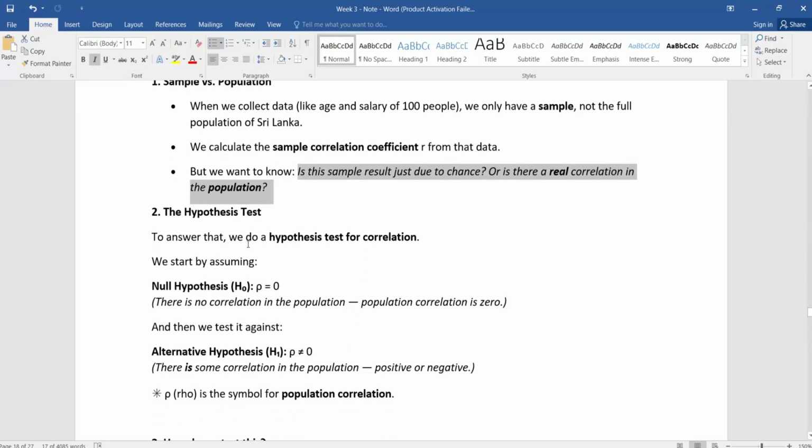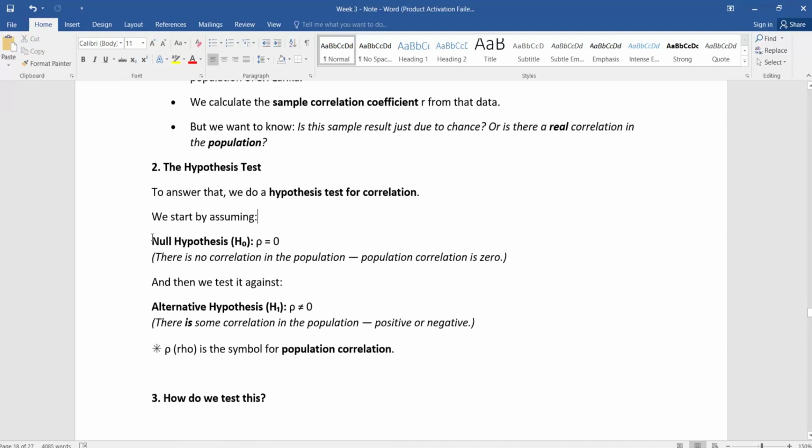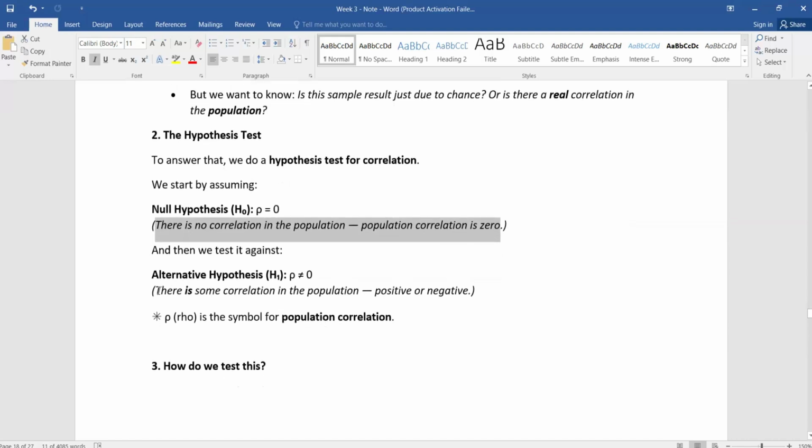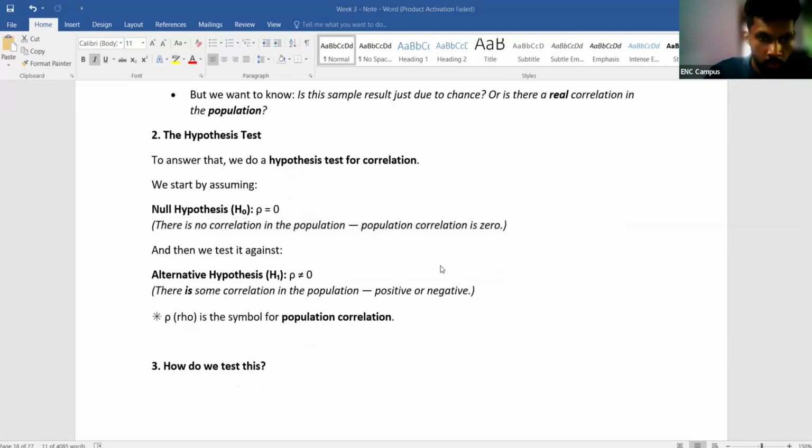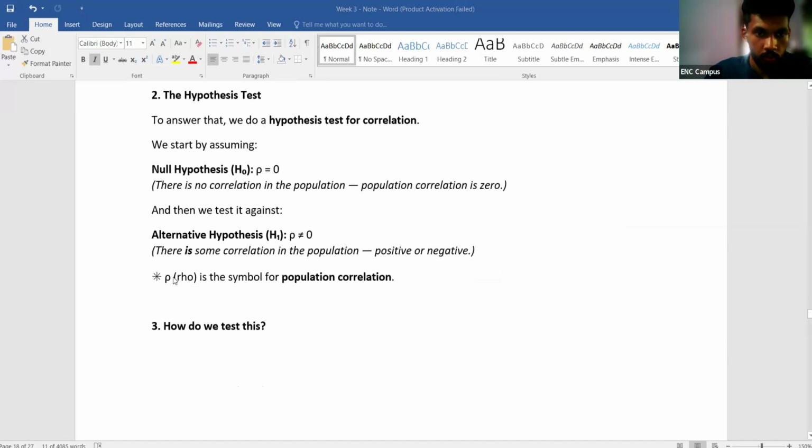To answer that, we do a hypothesis test for the correlation. We start by assuming there is no correlation in the population. That is our null hypothesis, right? There is no correlation in the population. Our alternative hypothesis is that there is some correlation in the population. It can be positive or negative. This symbol represents the population correlation.